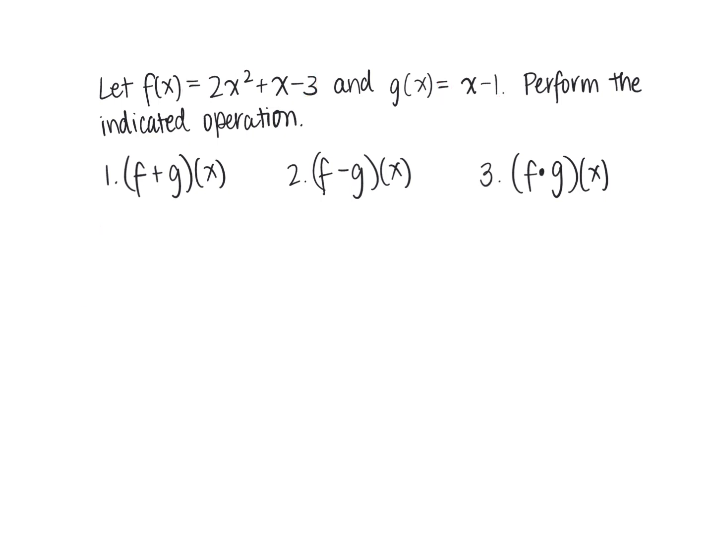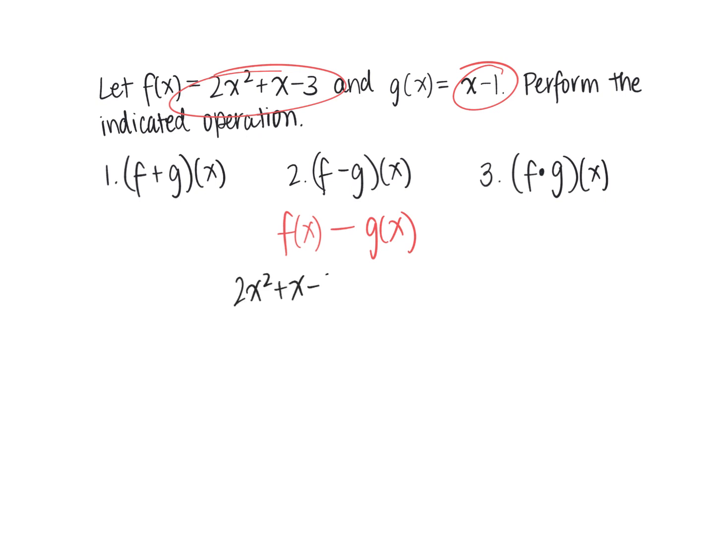Okay, number 2 says f minus g of x. So this means f of x minus g of x. So f of x, this whole thing, minus this thing. So I'm going to rewrite that, 2x squared plus x minus 3, that's f of x, and then I'm subtracting the x minus 1 from g of x. So x minus 1. I put parentheses around that because we need to remember that when we're subtracting an expression, we're not just subtracting the first term, we're subtracting both terms.